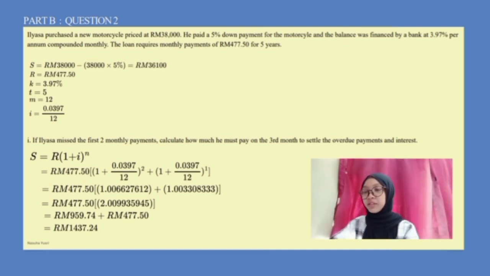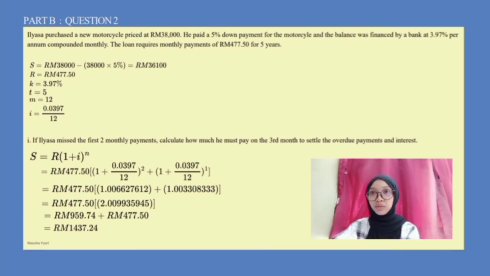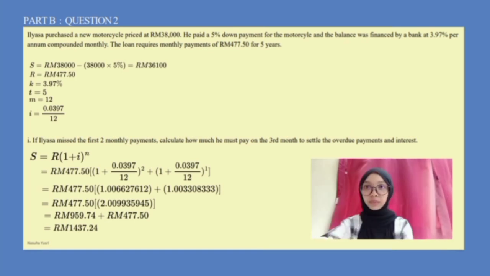Question 1. If Ilyasa missed the first 2 monthly payments, calculate how much he must pay on the third month to settle the overdue payment and interest. For this question, we will be using future value, and the formula is S equals R bracket 1 plus I close bracket in the power of n. So we can put all the numbers into the formula.